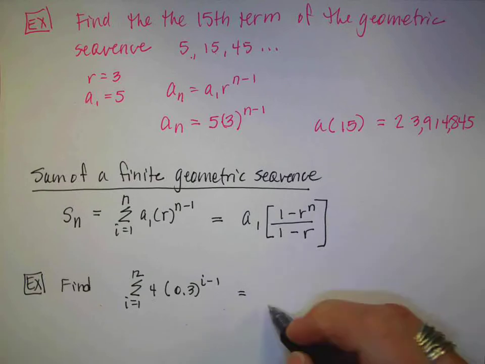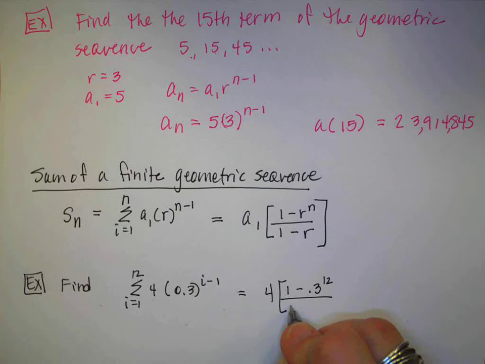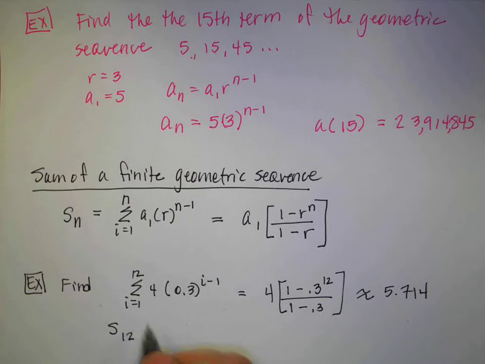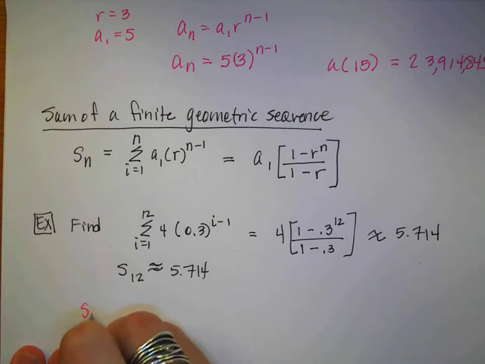So, yes, I could put this in my calculator and get an answer, but we're going to do it by hand. So it's going to be a 4. My common ratio is the 0.3, so it's 1 minus 0.3 raised to the 12 over 1 minus 0.3. And then I would do that handy-dandy math, and I would get that the sum is 5.714. So the 12th sum is approximately equal to 5.714.